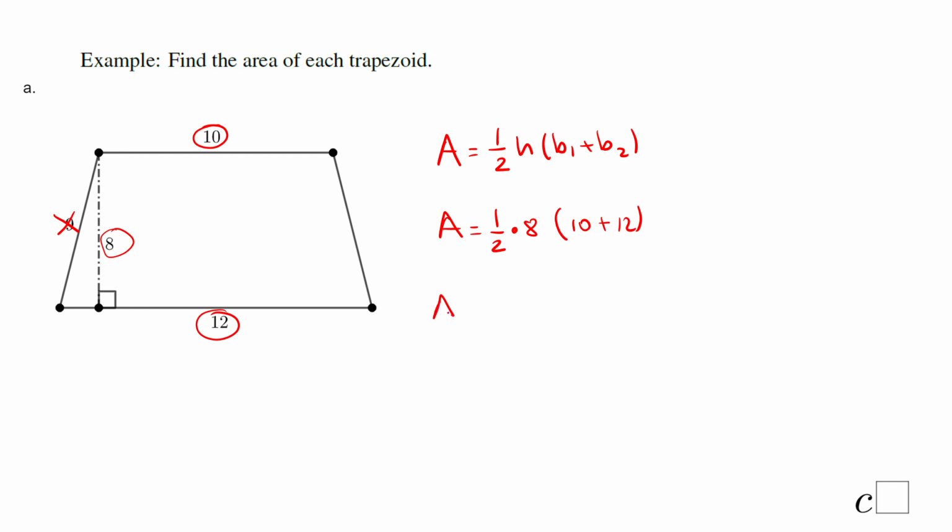So let's take a look here. 1/2 times 8, and again you want to do the parentheses first, that is 22. You can use a calculator if you want, but I think it's a problem that you don't need a calculator. We can simplify like this. So we have left 4 times 22, and then we have 88. The area of this trapezoid is 88 square units.